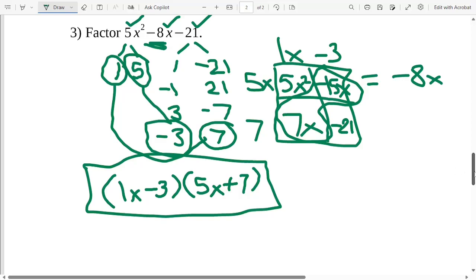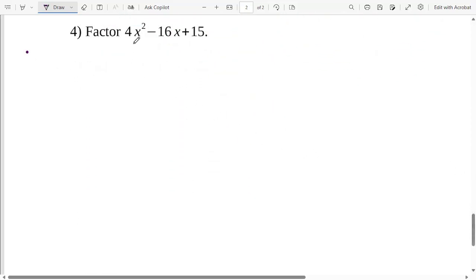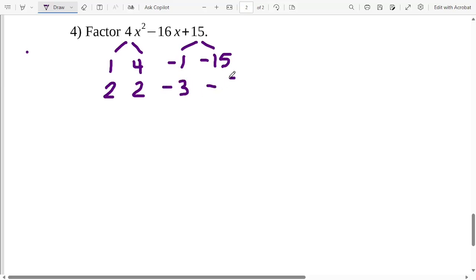All right, let's try one more. All right, here we're going to factor 4x squared minus 16x plus 15. I'm going to list the positive factors of 4. So there's 1 and 4 and 2 and 2. And then again, we have a negative here and a positive here. So I'm going to list the negative factors of 15. So -1 times -15 and -3 times -5. Now, if I'm looking at this, if I do 4 times -15, that puts me way at -60.